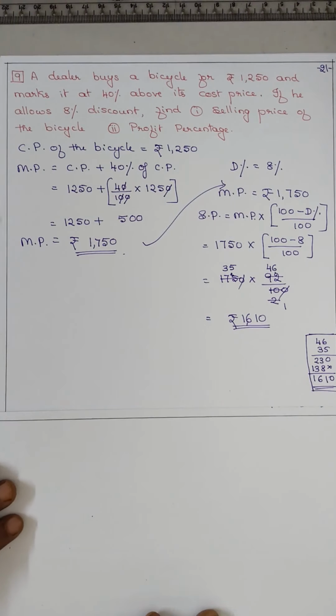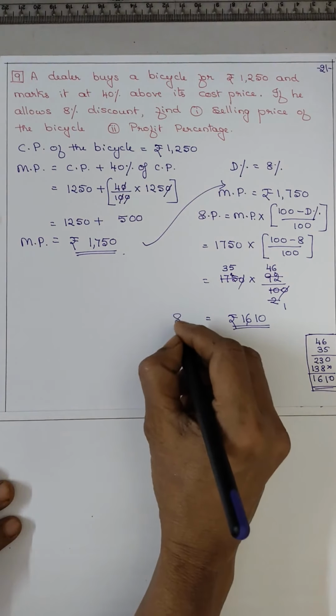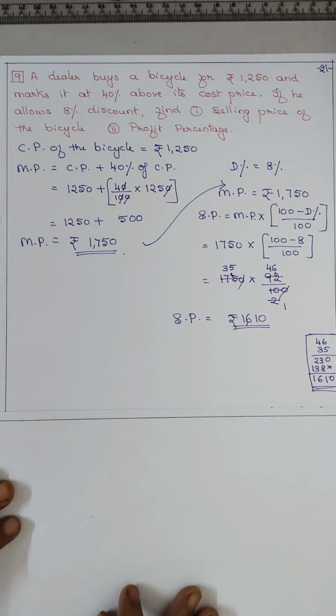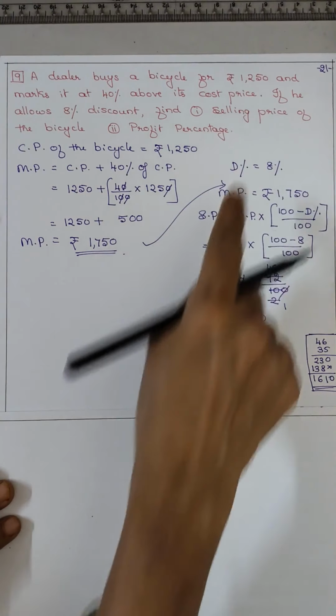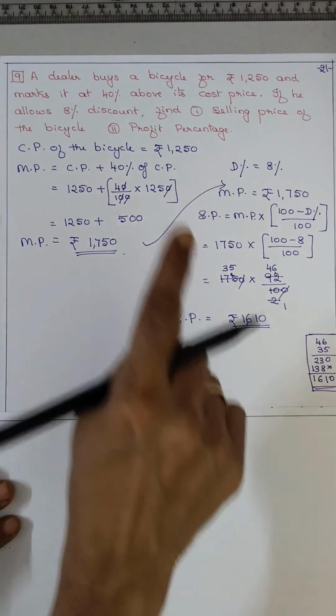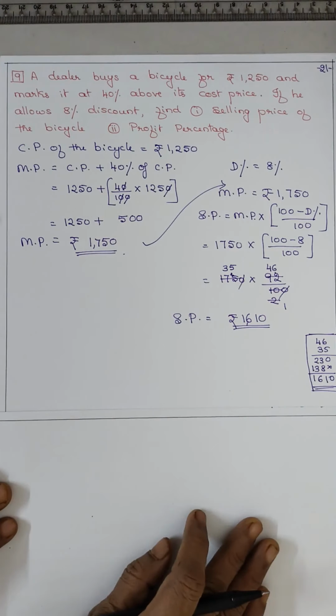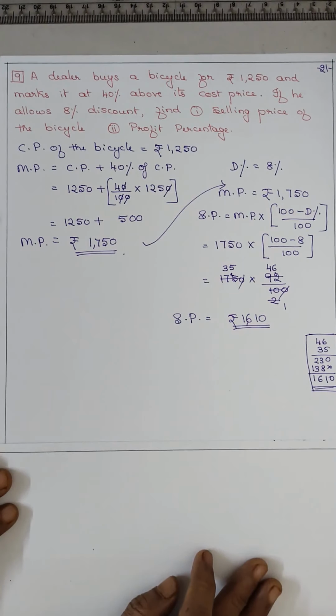Is it okay? So this is what? SP. So they have asked the SP of the bicycle. You got it. Now profit percent. For profit percent, what is the formula? Profit upon CP into 100.